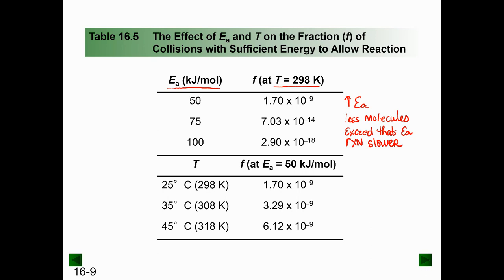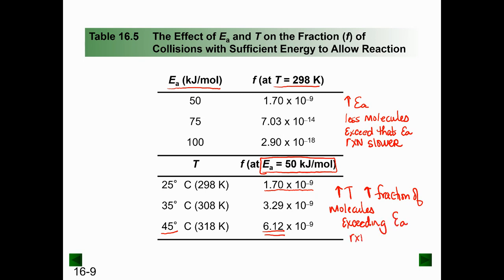Okay, now let's look at one of the activation energies, 50 kilojoules per mole. At 25 degrees, you have 1.70 times 10 to the negative 9. That's the fraction of molecules that exceed it. But look at 45 degrees, with the temperature goes up, that number gets bigger. So at a higher temp, we see an increase in the fraction of molecules exceeding E of A. So the reaction will be faster.